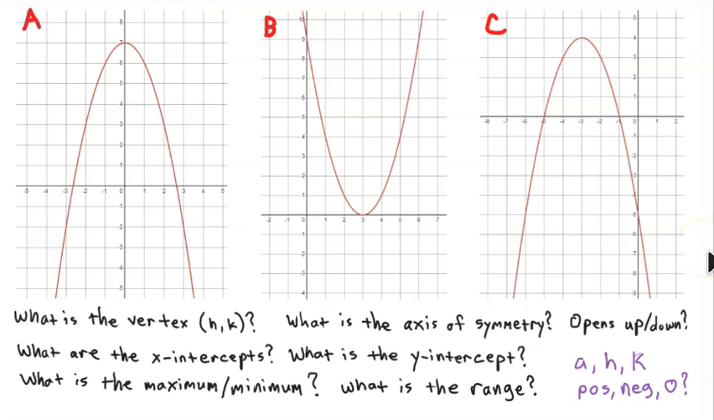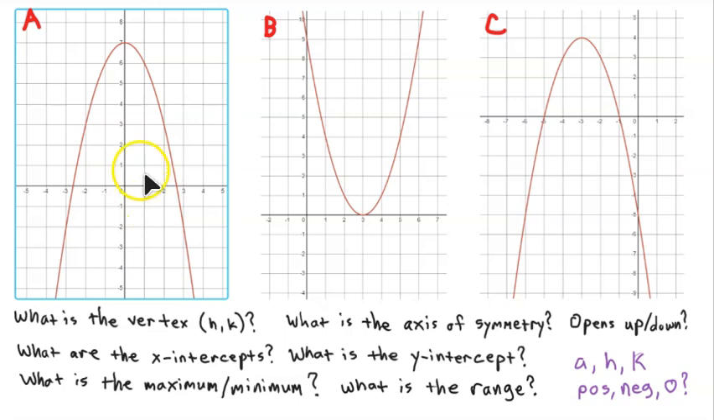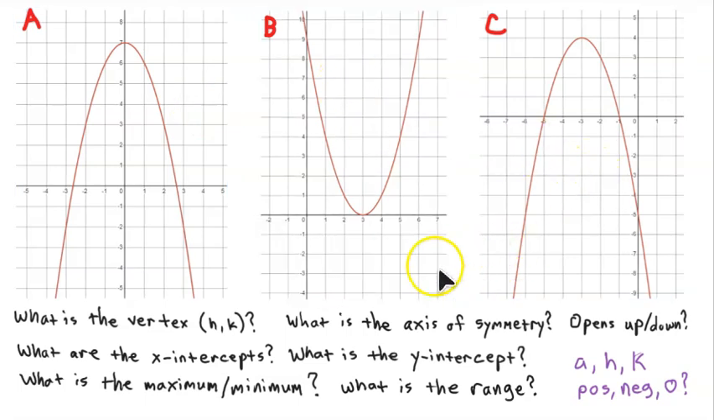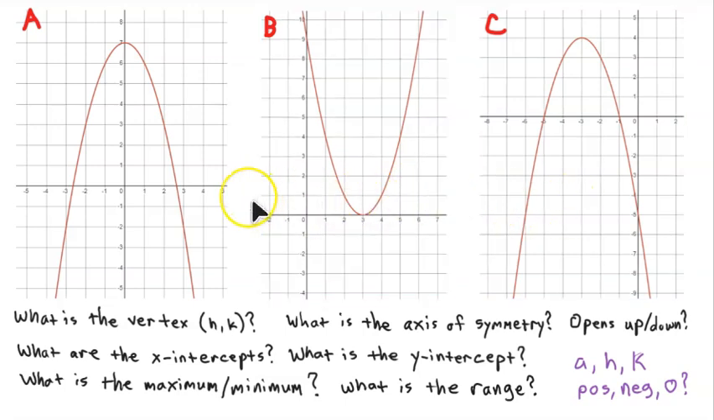Okay, in this video, we're going to answer the questions that we brought up in the previous video when looking just at a graph of a quadratic. Each one of these is the graph of a quadratic function. Each one has that U shape. We call it a parabola, and we're going to answer all these questions given just the information in these graphs.